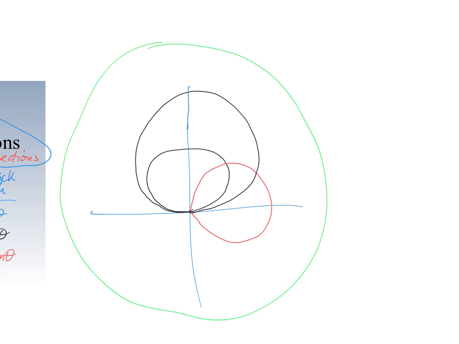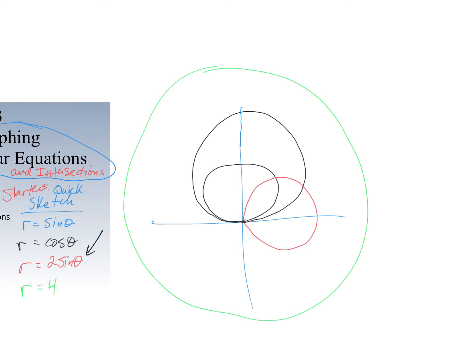This one, the 2 sine theta one, that distance right there is 2. You might think that the radius is 2 on that. It's not. 2 sine theta does not have a radius of 2.